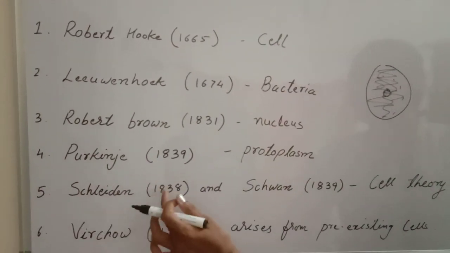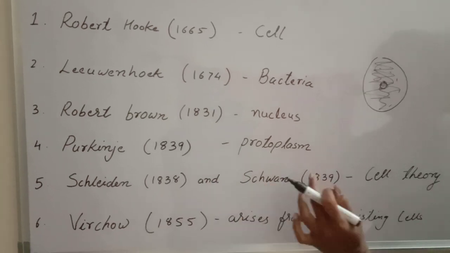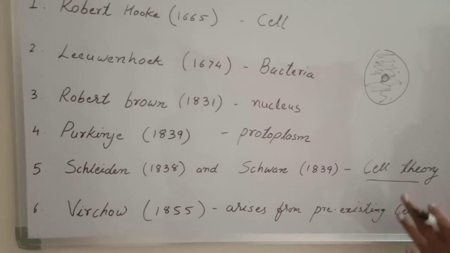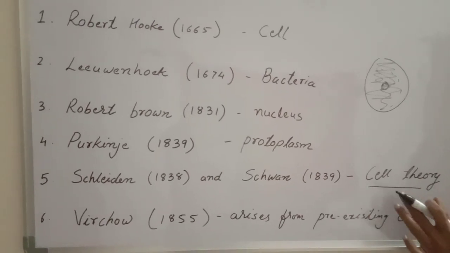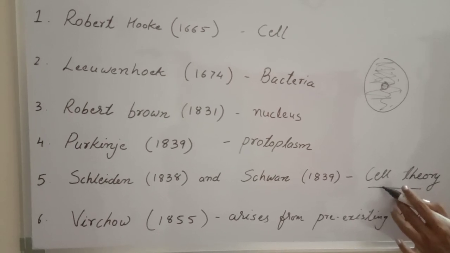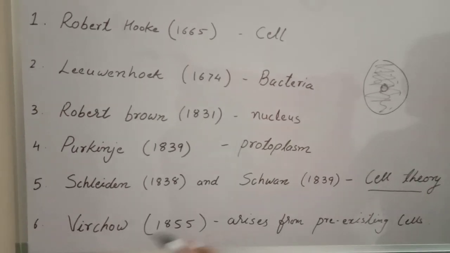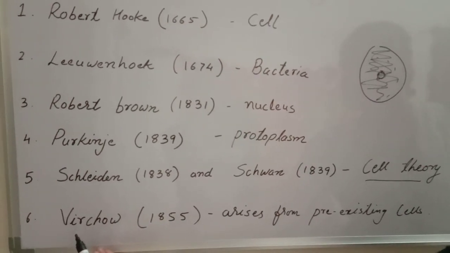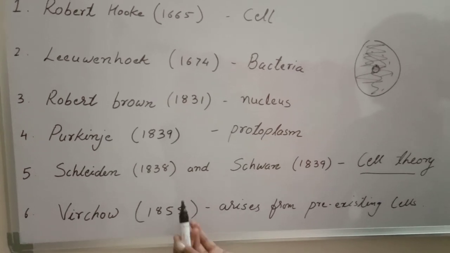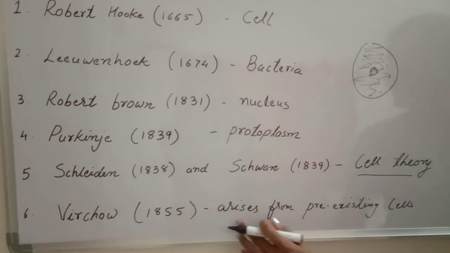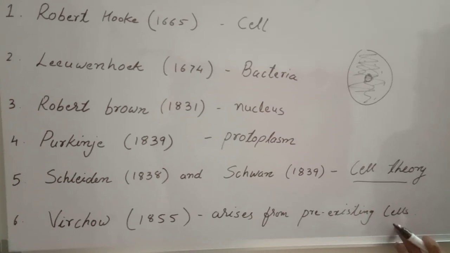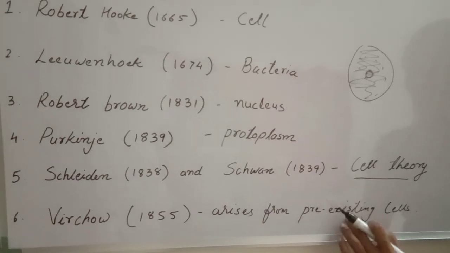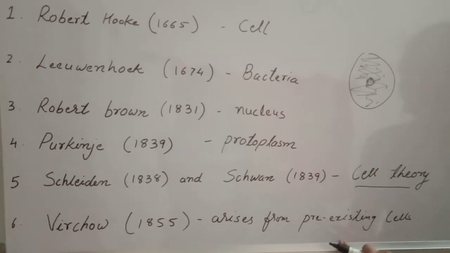Fifth, Schleiden in 1838 and Schwann in 1839. They gave the cell theory. What is cell theory? That all plants and animals are made up of cells. That means the cell is the basic unit of life. Next, sixth, in 1855, Virchow. He gave the theory that every cell arises from pre-existing cells. That means a new cell is always formed from pre-existing cells. It cannot be formed artificially.